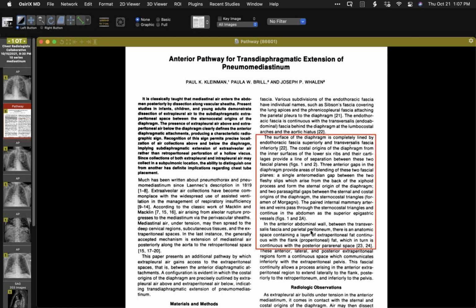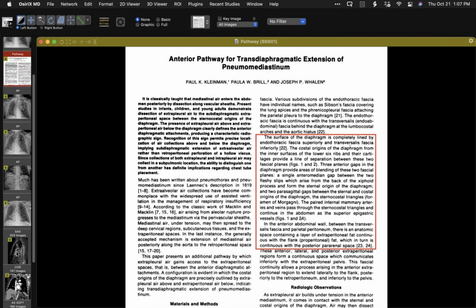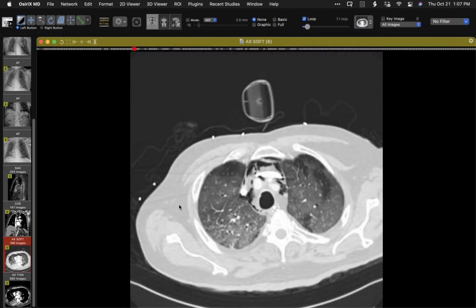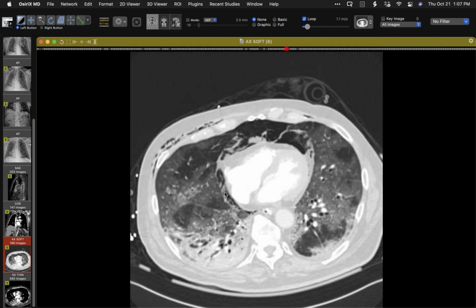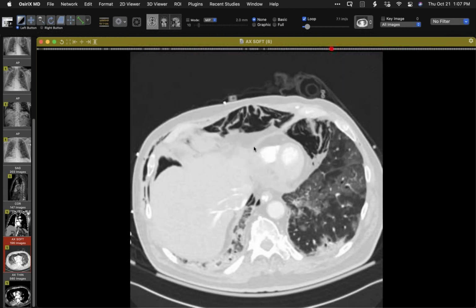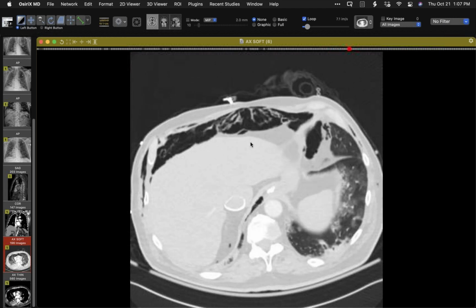and describes that in the anterior abdominal wall, between the transversalis fascia and the parietal peritoneum, there's an anatomic space, extraperitoneal fat, continuous with properitoneal fat and the posterior pararenal space. So this is a very nice demonstration of that pathway, and a particularly nice image to show if you're teaching this is the air in relation to right here, the sternal and costal attachments of the diaphragm and the foramen of Morgagni right over here at this level.